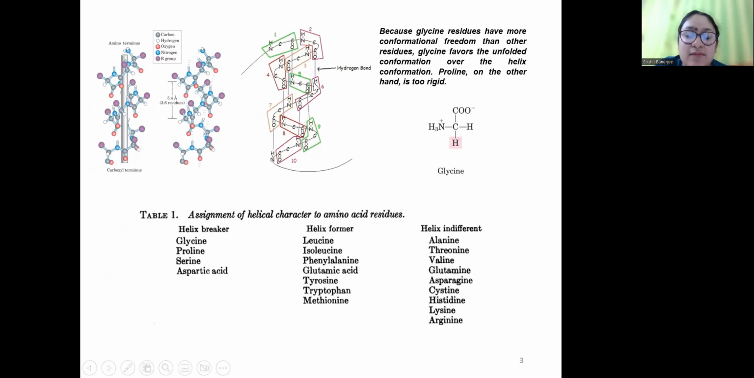Now, this H is free to form a bond with anyone, and it doesn't form one with this. So what will happen? This turn will not form, or the structure itself will not form. Exactly what a glycine does: it doesn't form this hydrogen bond. That makes it a hydrogen bond breaker, or a helix destabilizer. Okay, so why glycine? Because glycine has more conformational freedom than any other residue.